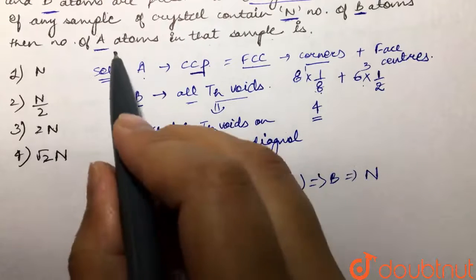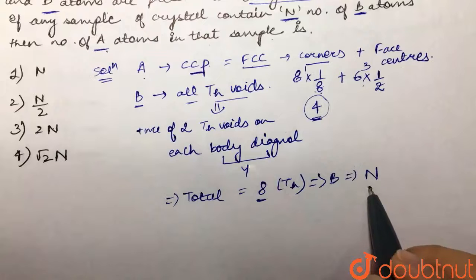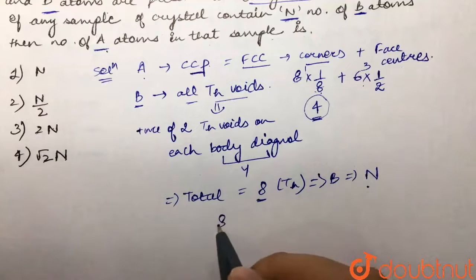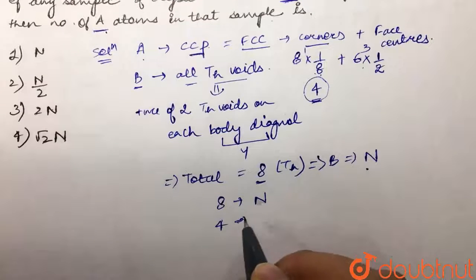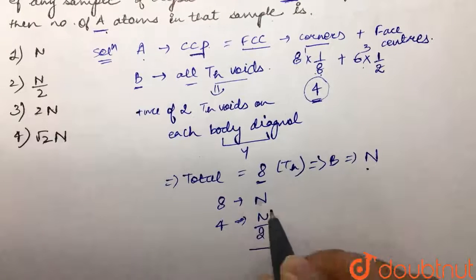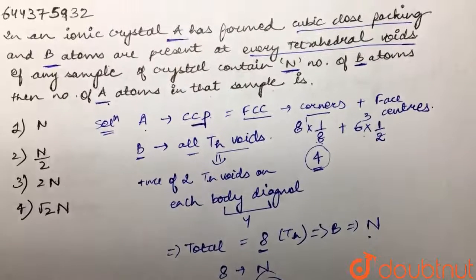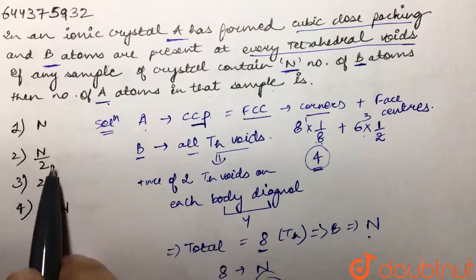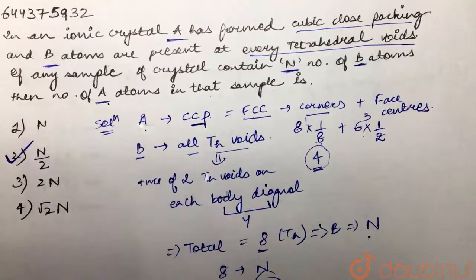And we know that A atoms are 4 in number. So in terms of n, that would be n by 2, because 8 is represented by n. So 4 would be what? This would be n by 2. So n by 2 is our answer. If we look at our options, n by 2, so this is the correct option. So our answer is the second.